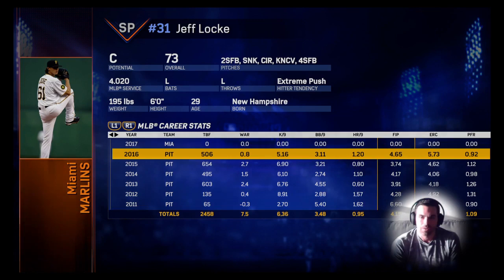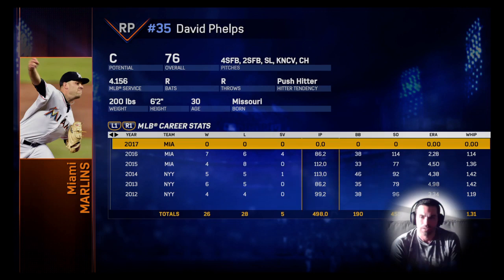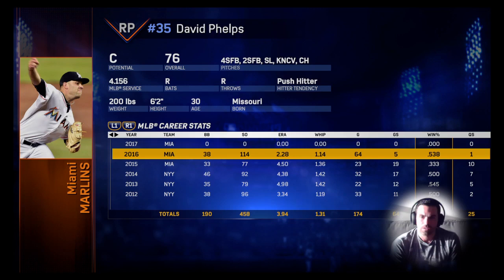We started to see some pretty big increases. No, it must not have been him. But there was another pitcher. Let's see if I can find it. Maybe it was David Phelps. There was a pitcher on the Marlins, though, that primarily was a starter, and then they started relieving. Maybe it is him. See, he's a starter here. Started relieving.